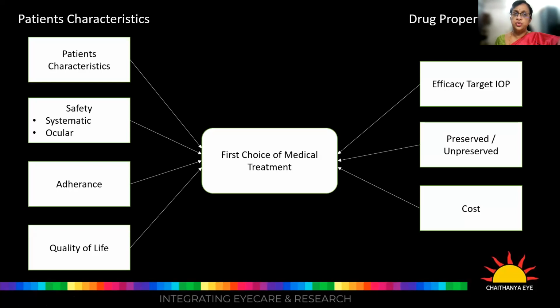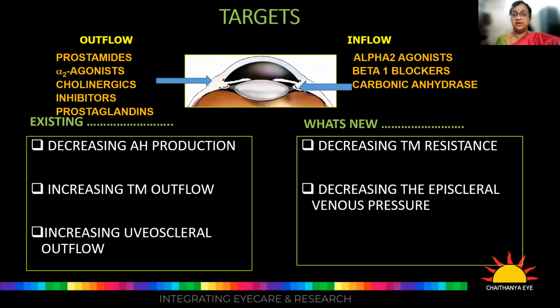So which drug to choose? That again, you have to weigh between the patient characteristics and properties of the drug. Whatever it is, you have to keep in mind the quality of life of the patient and the affordability or cost factor for the patient when you make a choice on the first drug.